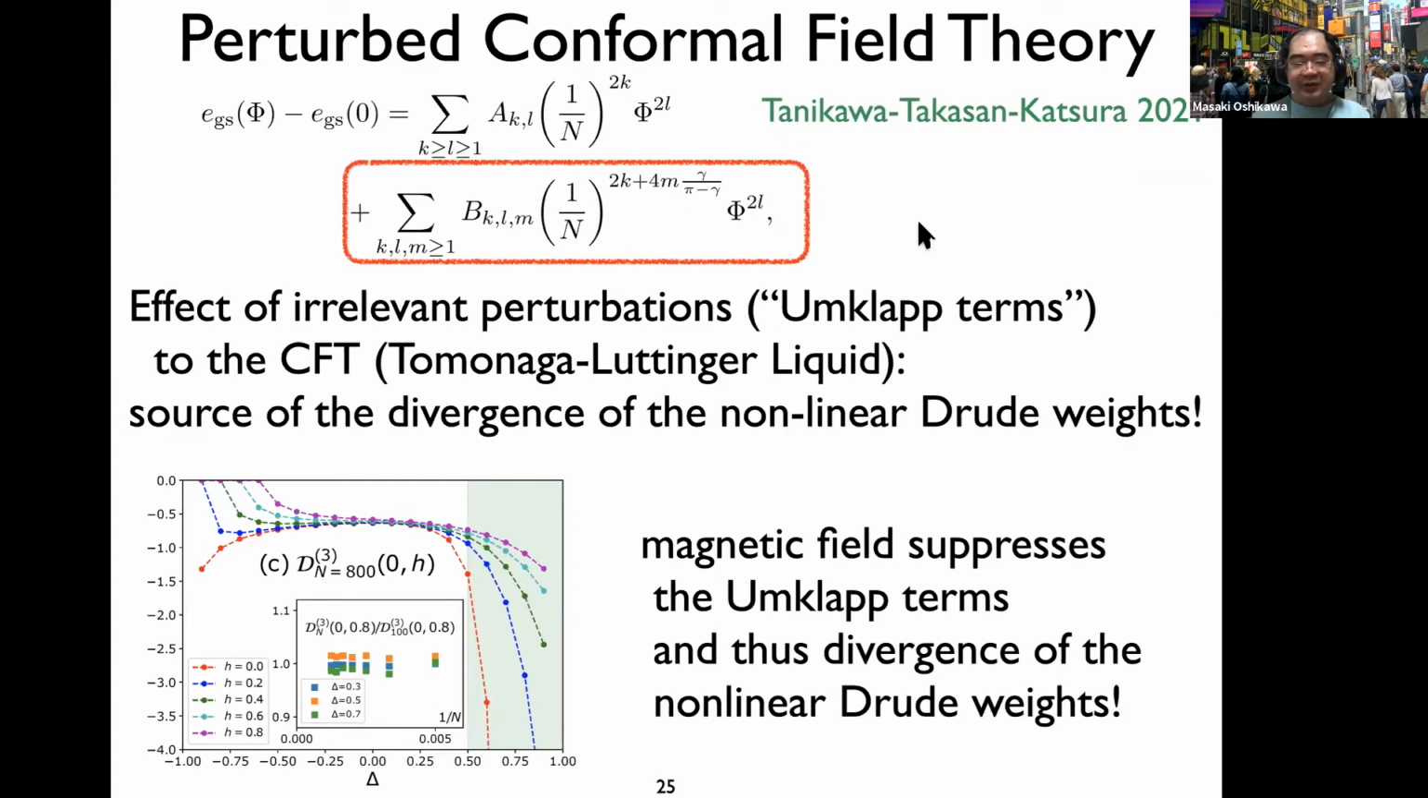And one nice consequence is that they come from so-called Umklapp terms in Tomonaga-Luttinger theory. So if you apply magnetic fields, then you can make those Umklapp terms incommensurate, and effectively you can kill off the effects of these Umklapp terms. And in fact, in the presence of magnetic fields, I think we don't have any analytic exact formula, but numerically they can study this nonlinear Drude weight. And indeed, by applying magnetic fields, you seem to suppress this divergence of nonlinear Drude weight.